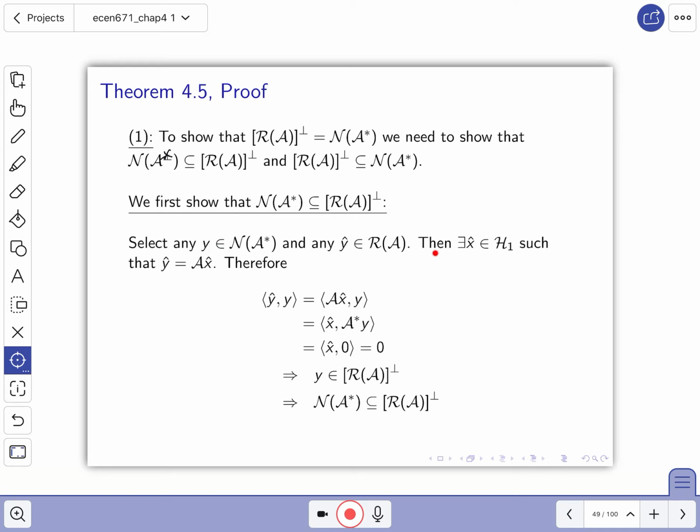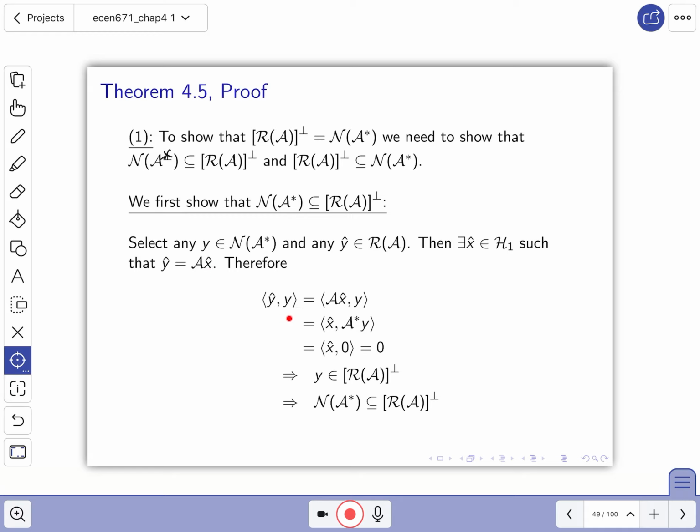All right, now, if Y hat is in the range space of A, what does that mean? That means that there's some X hat in H1. Remember, A goes from H1 to H2. So if there's a Y hat in the range space of A, then there has to be an X hat in H1 so that Y hat equals A X hat. That's what it means for Y hat to be in the range space, that there's something over here in H1 that maps to Y hat.